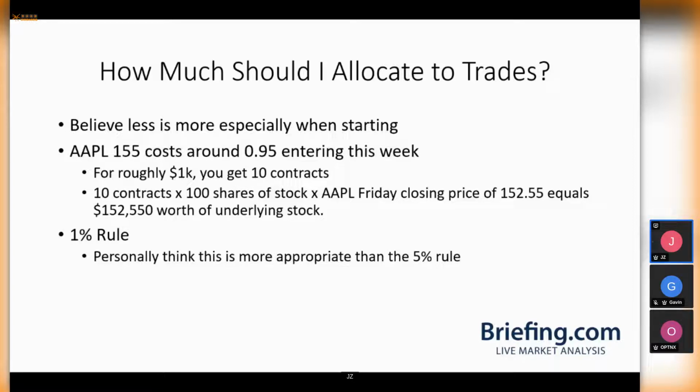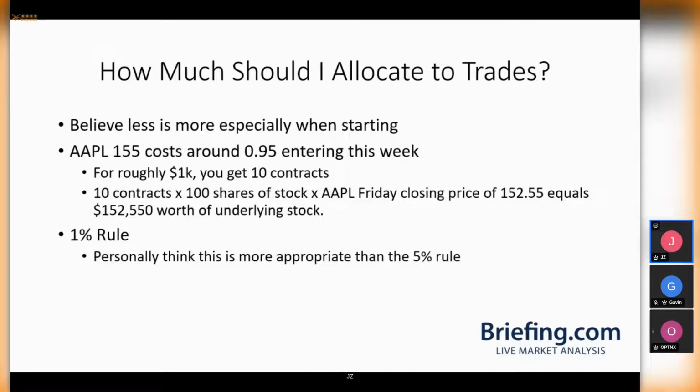Sure. Now, a question we get a lot is, how do you allocate your resources on a given trade, as far as a percentage of your account or portfolio? How do you do it? What's your starting point? Yeah, I think just like I said right in the first line, I really believe that less is more, especially when you're starting out. Just as an example, I checked on Sunday or Monday when I put this presentation together, and the Apple 155 call was costing around 95 cents.